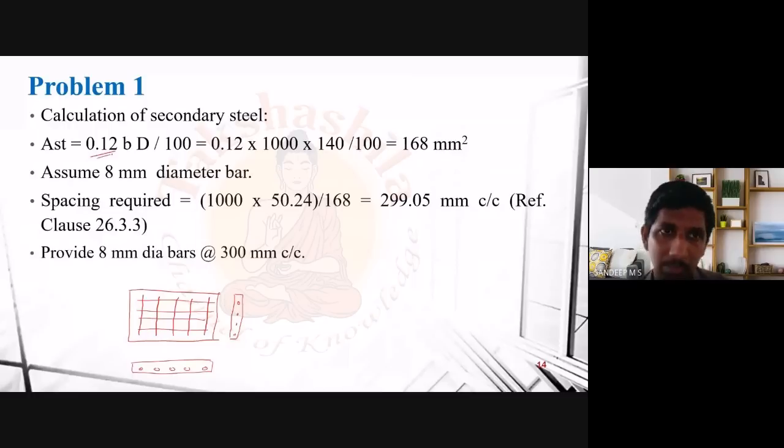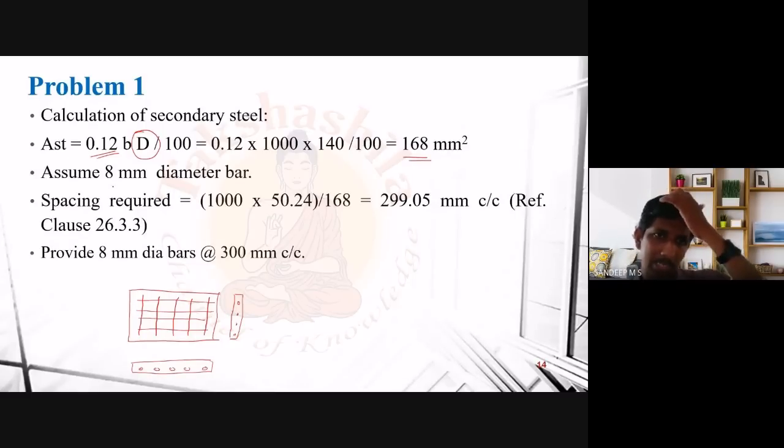Again, this is as per your code. I do not remember the respective clause, but somewhere in your code they have mentioned that Ast for secondary reinforcement is 0.12%. So just directly calculate 0.12% of the cross section, that is B into D divided by 100. Please note this is the overall depth. That will come around 168 millimeters squared.